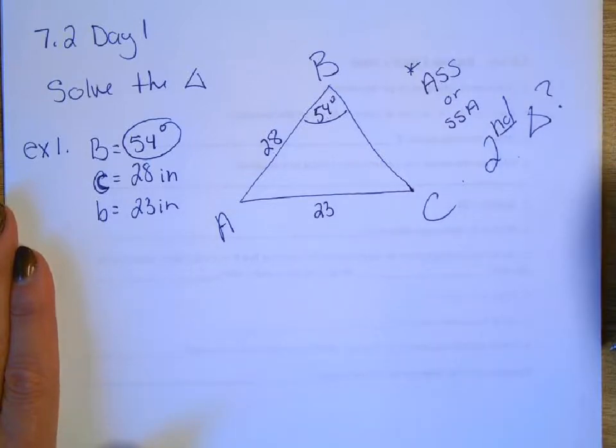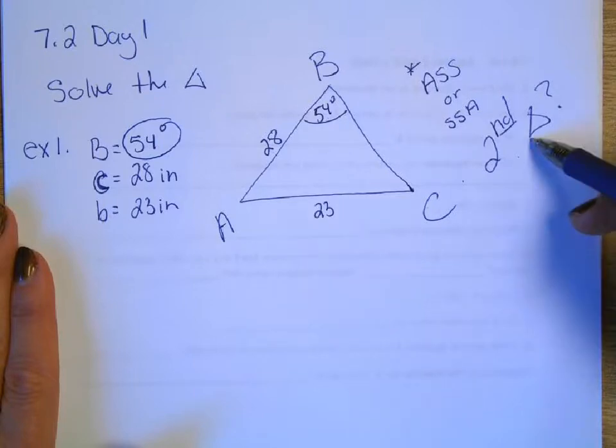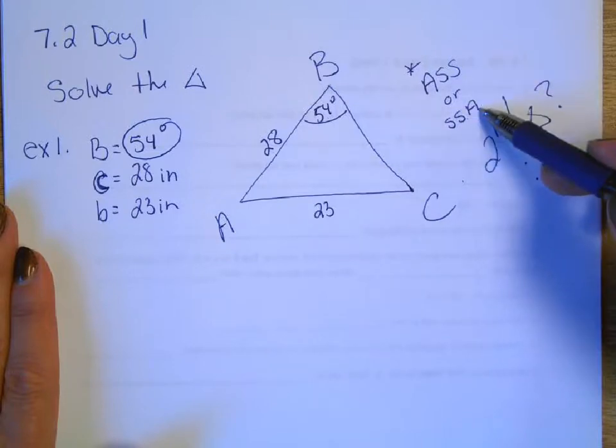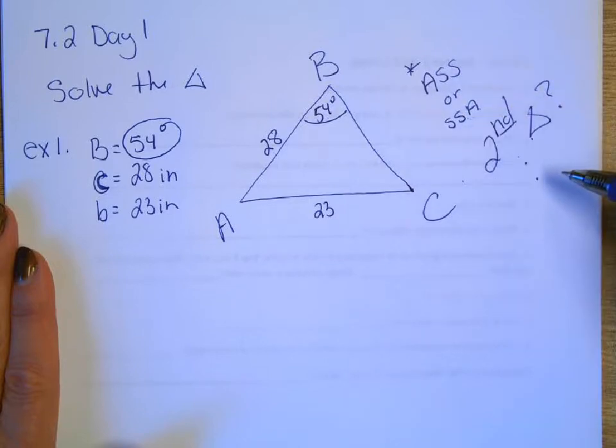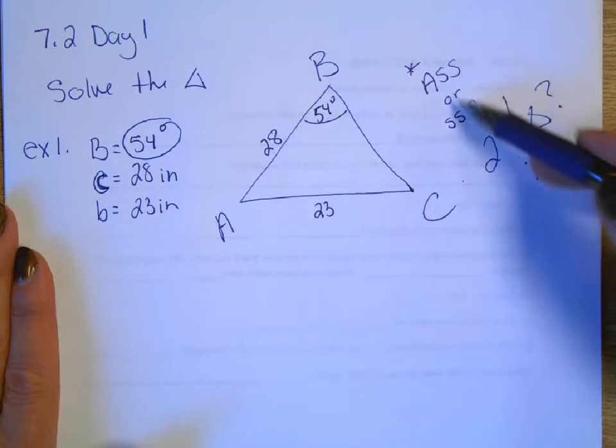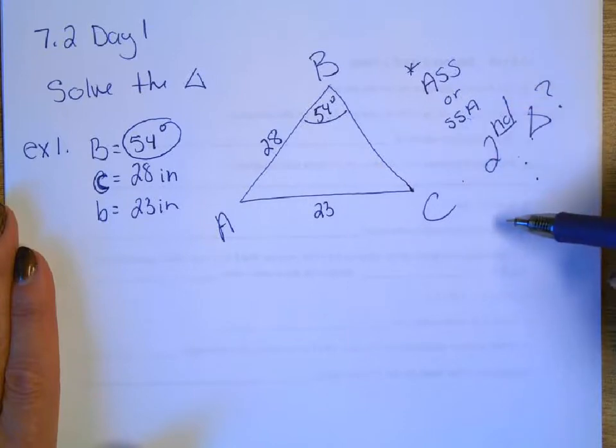We don't know if it's angle. I don't know if there's two triangles here, one triangle, or no triangle. So I'm talking about angle side side, or side side angle. You should know either one of these. It's the same thing, that's why I got the "or." It's just backwards.